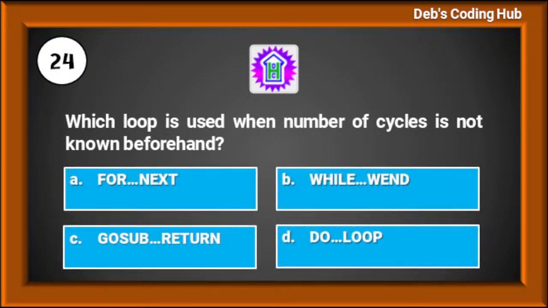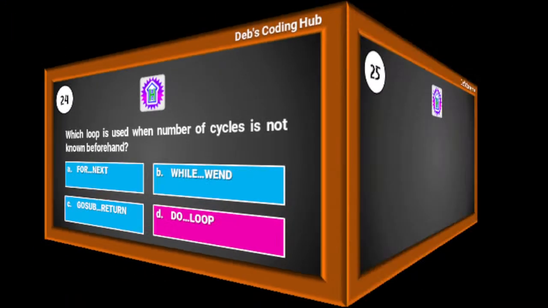It is again from QBASIC. Which loop is used when the number of cycles is not known beforehand? So it is do loop. So it is an interactive loop. Do loop is an interactive loop. Okay, so do loop should be the answer. Number 25.